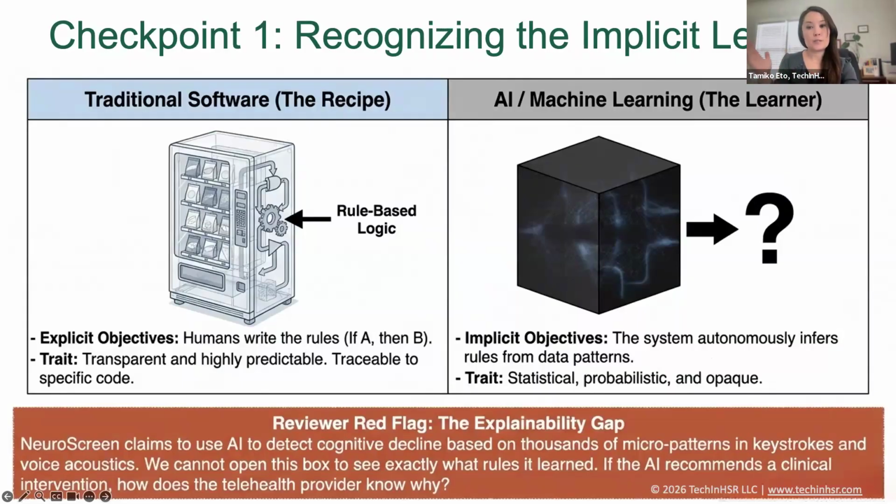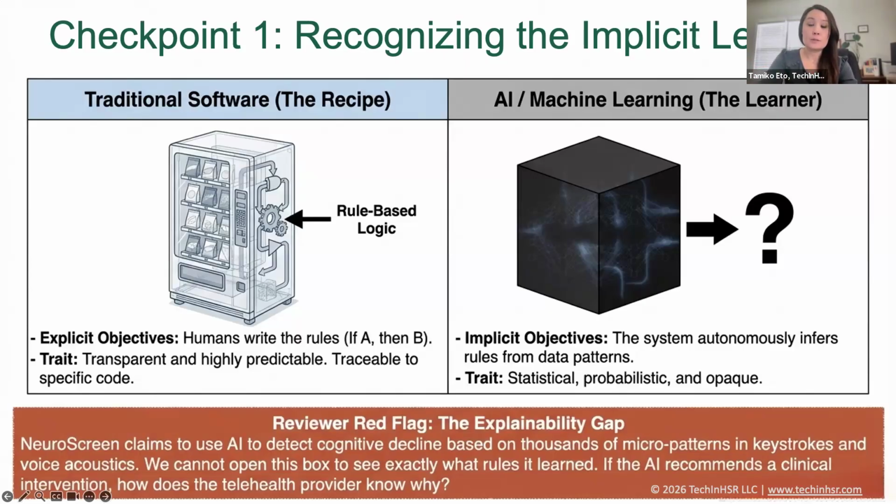A learner, the one on the right, is fundamentally different. The system infers its own rules by processing enormous amounts of training data. Nobody wrote the specific logic it's using. The machine actually did it on its own. So the outputs are statistical and probabilistic, and it's opaque, meaning you cannot open the model and read out the rules it learned the way that you could read source code.